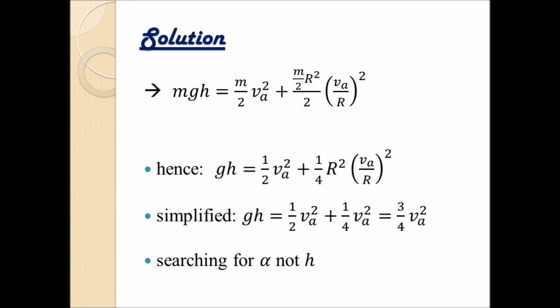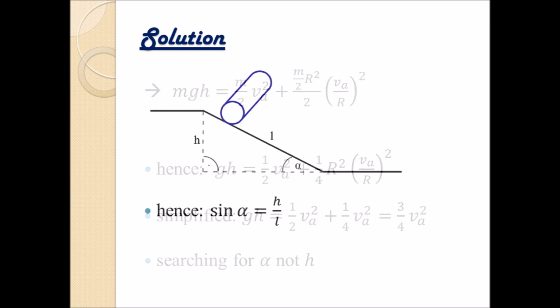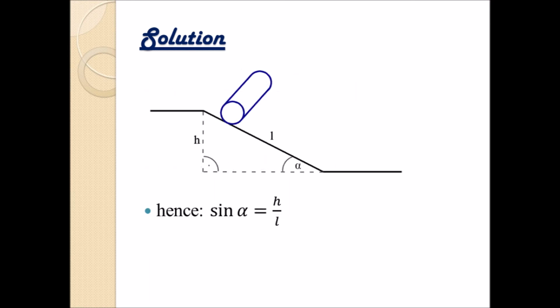Well, yes, and we can get it relatively easy, because when we look back at our little sketch, we see that the height h correlates to the angle alpha when we know that the length of our plane is given as L, because the sine of alpha equals h divided by L. So we can substitute h, and what we get is that g times L times sine of alpha equals 3 divided by 4 times v_A squared.